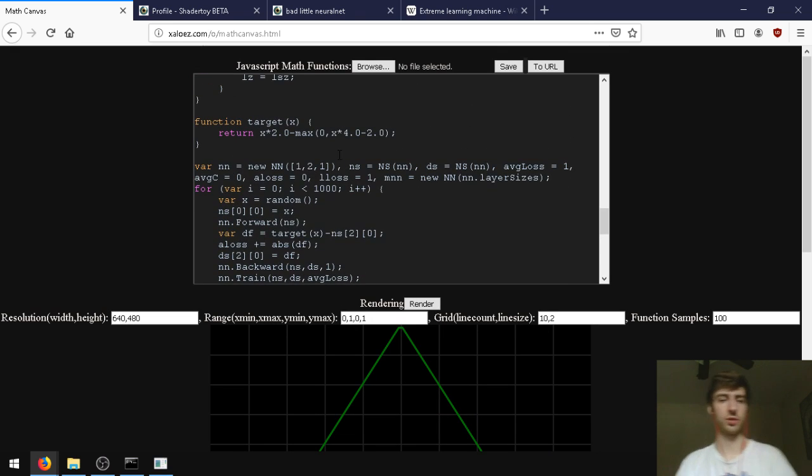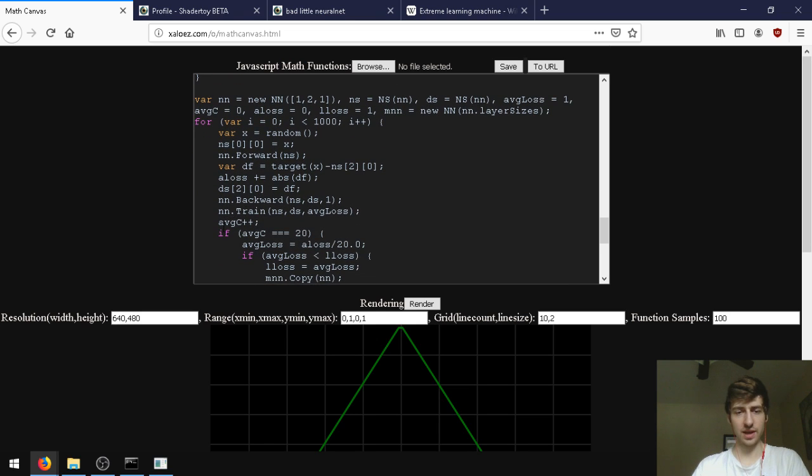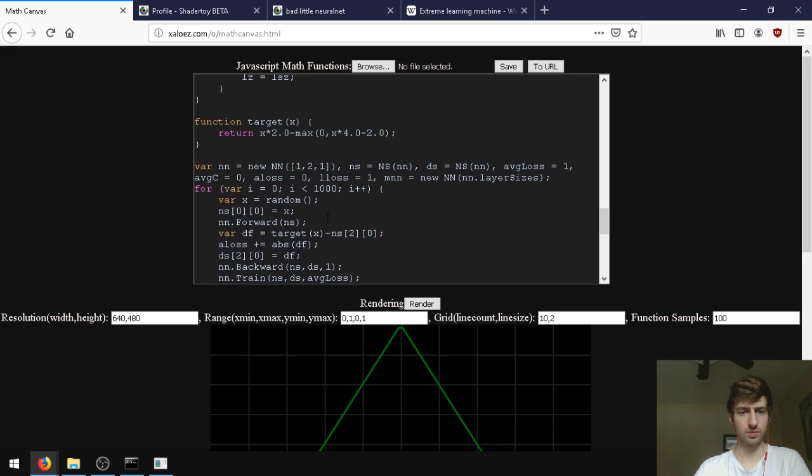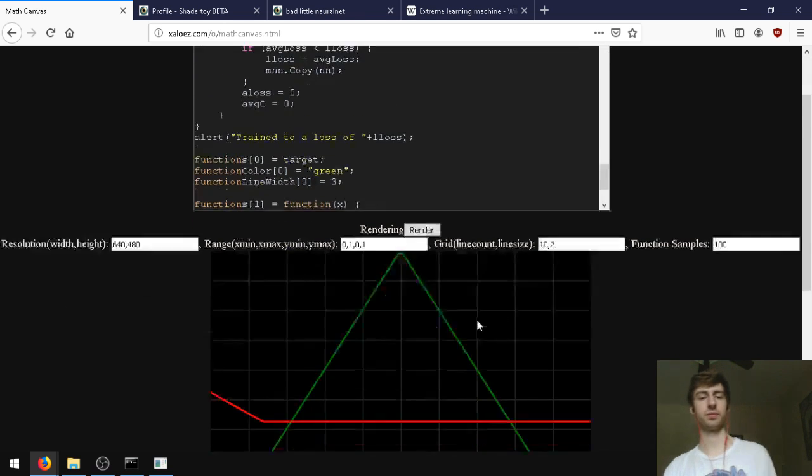And what am I doing for the training here? Difference equals that. Train if average count bigger than 20. Loss, A loss divided by 20. Average loss smaller than L loss. Oh, and I'm sampling it randomly.